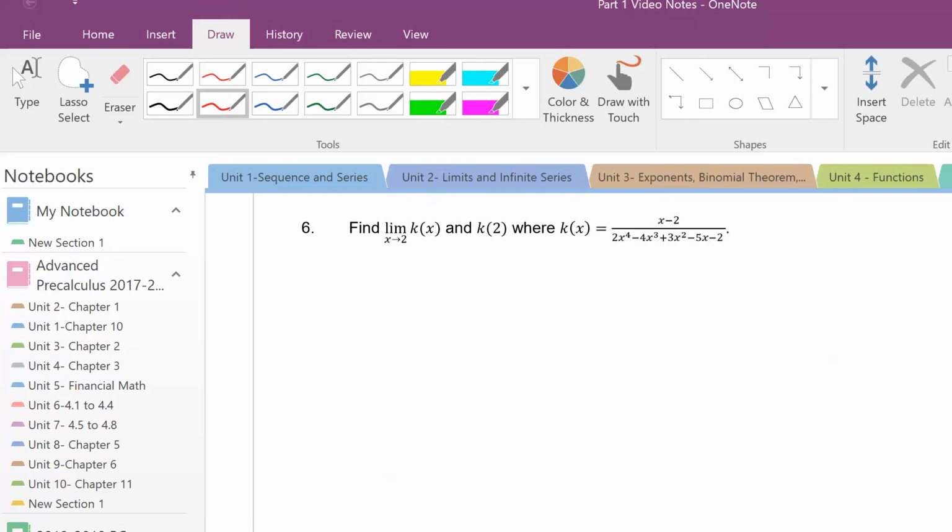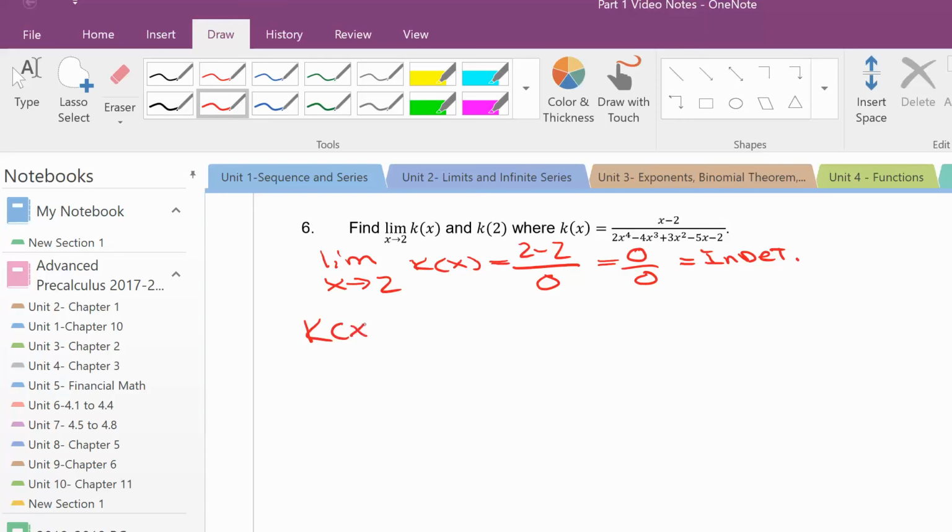All right, so the next one, notice if we substitute 2 directly into the function, we get 2 minus 2 over, now if you put 2 in there for everything, you get 0. So 0 over 0 is indeterminate, which means we have to simplify k of x.